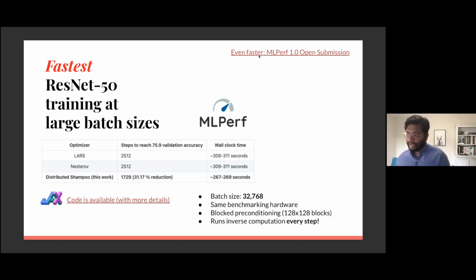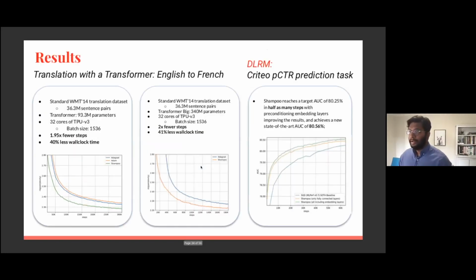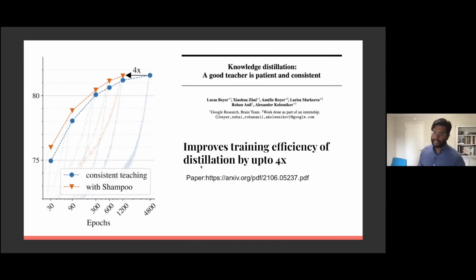Now, we use block preconditioning, as I described earlier. This allows us to run these inverses every step, and it's quite fast. So we actually use this, and recently we submitted this to the MLPerf 1.0 open submission, and you can find even faster results there. We recently used this to actually improve a real use case where you wanted to train a ResNet 50 to the highest possible accuracy.